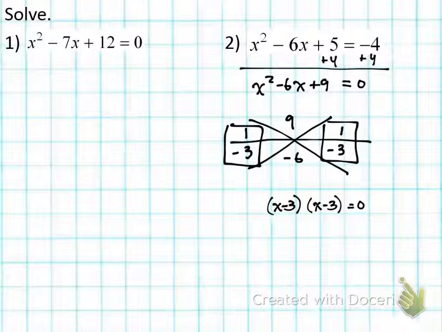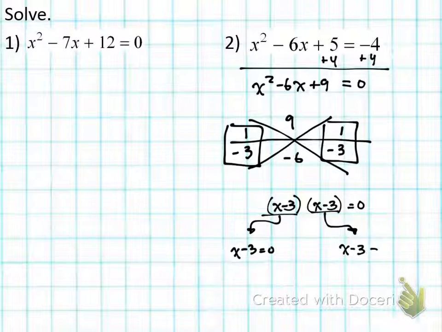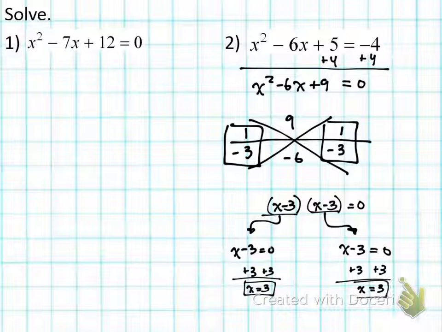Instead of doing all that work, I can use the zero product property now, making each of these 2 separate equations. x minus 3 is equal to 0, and x minus 3 is equal to 0. Add 3 to both sides on each of them, and I get the same answer twice. So how many answers are there really on this one? Just 1. It just shows up twice. So you would just write x is equal to 3 as the answer, even though there's supposed to be 2.